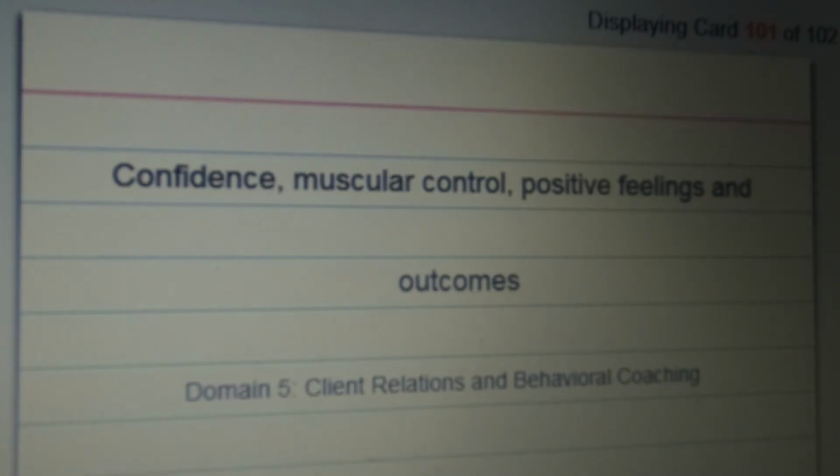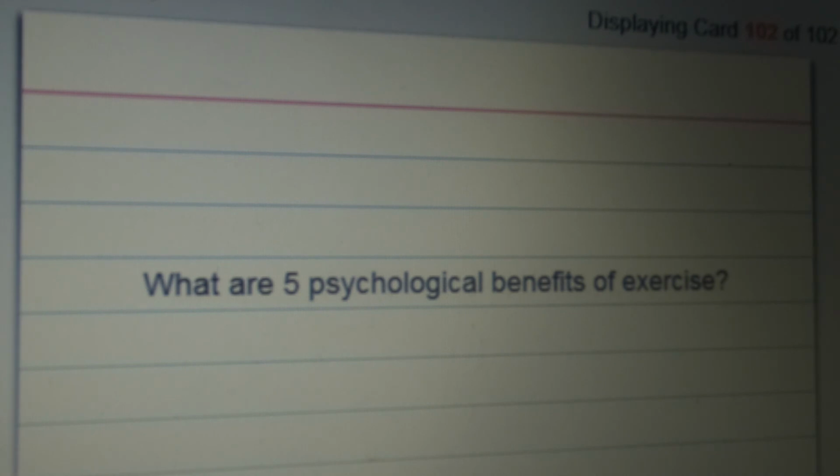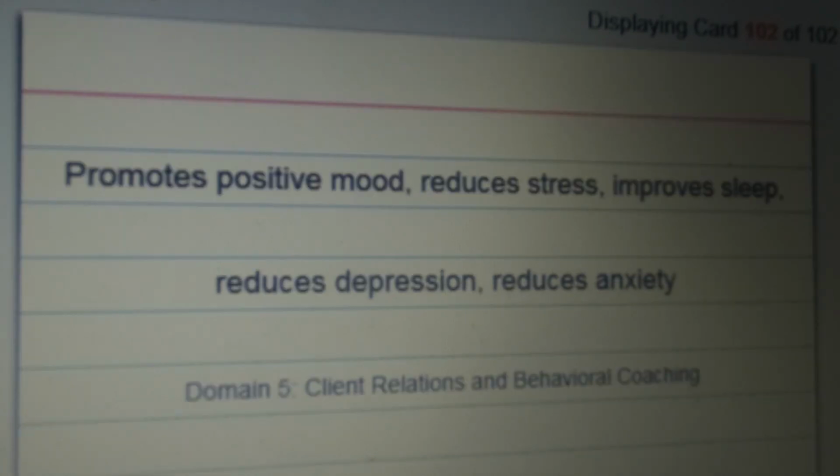What are 3 things the use of imagery enhances during exercise? Confidence, muscular control, positive feelings, and outcomes. What are 5 physiological benefits of exercise? Promotes positive mood, reduces stress, improves sleep, reduces depression, and reduces anxiety.